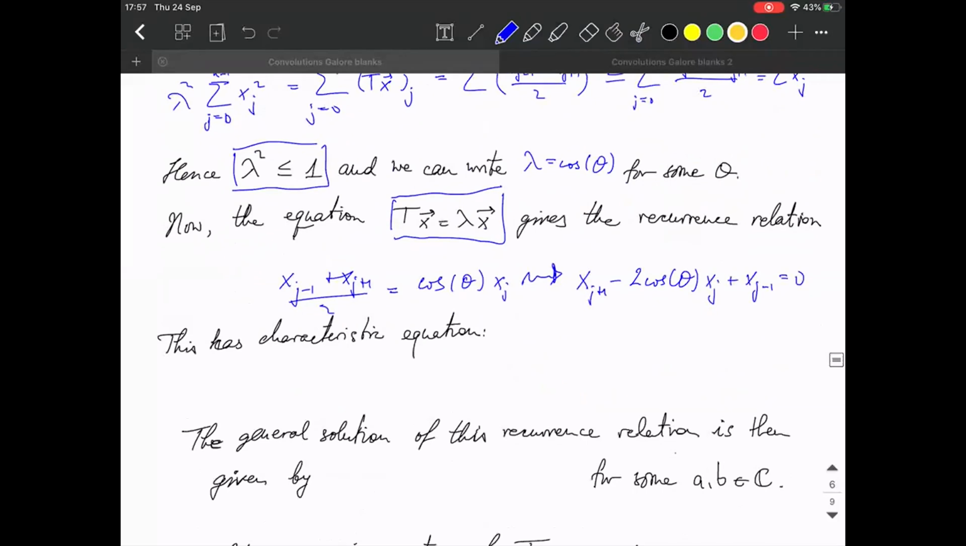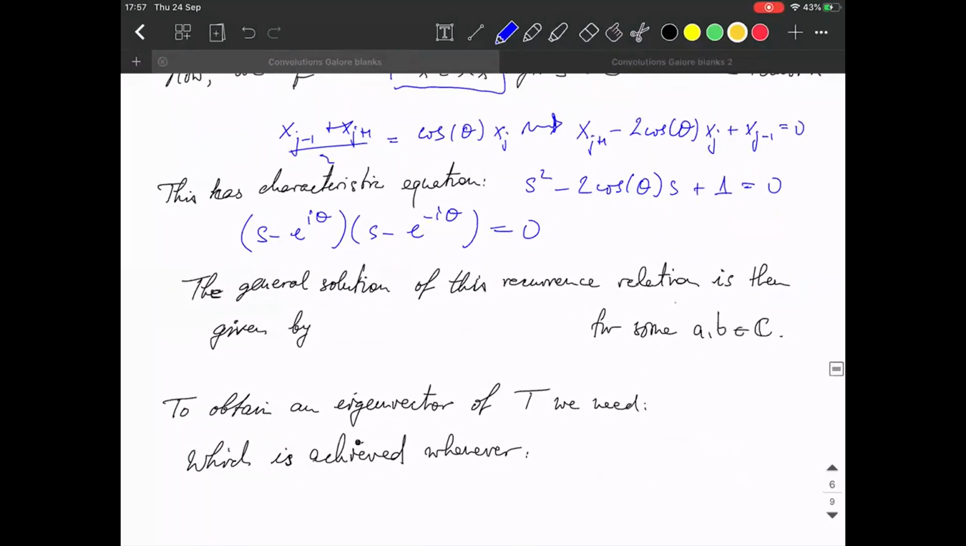Okay, and how do we solve recurrence relations like that? Well, we look at the characteristic equation, and in this case, the characteristic equation is just that. Thankfully, this one factorizes really easily, thanks to all the computational tricks we did in the beginning. It factorizes like that. Then the general theory about recurrence relations tells us that the general solution to our recurrence relation is given by a linear combination like so.